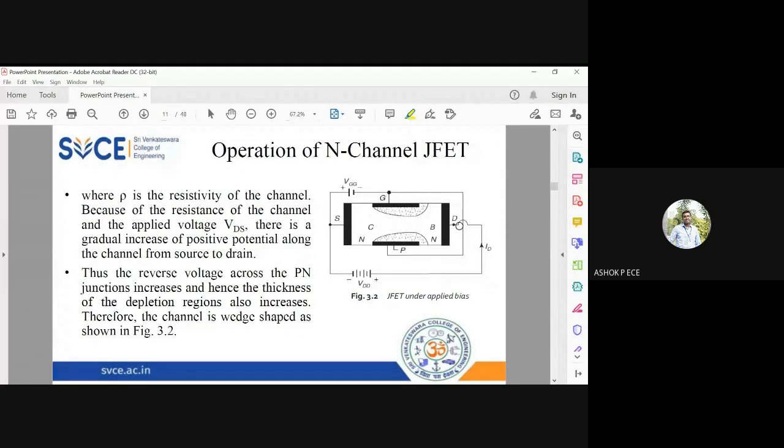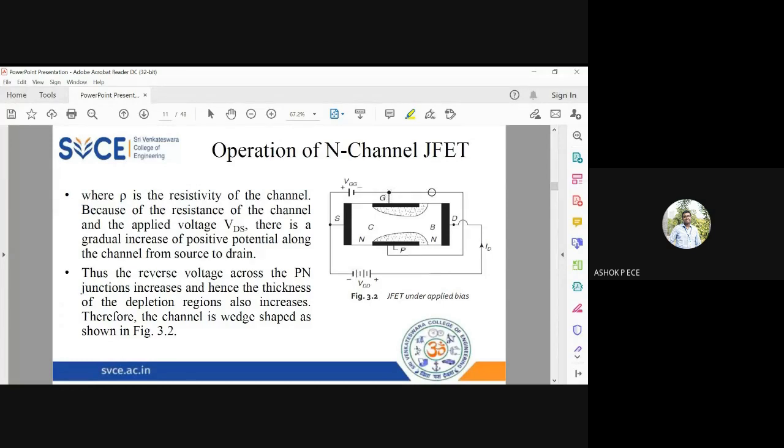See, drain is given to positive, source is given to negative. VDS is positive and VGS is usually negative. So gate will always be given the negative terminal of the battery. Source will be given the positive terminal of the battery. So in one case it is having positive, in one case it is having negative. Remember, the gate voltage is always negative for a JFET.